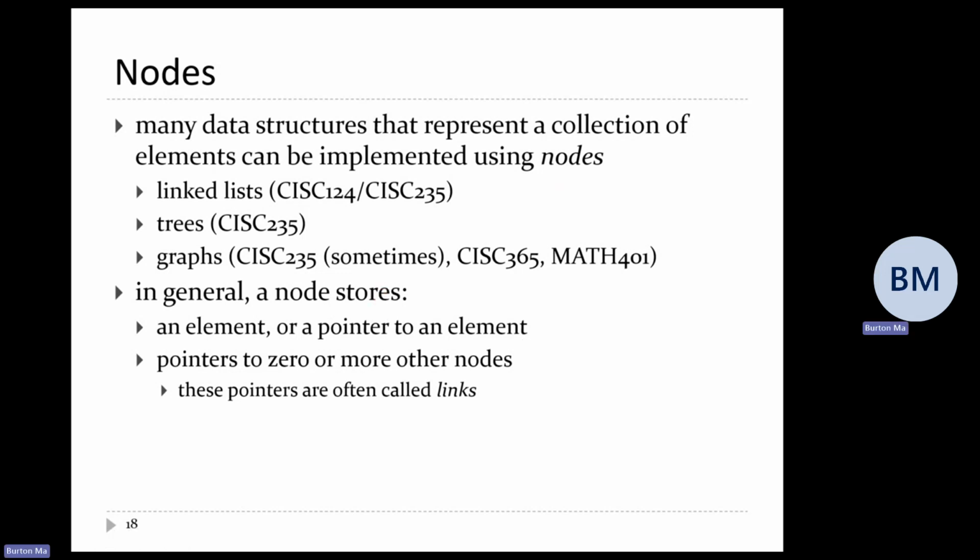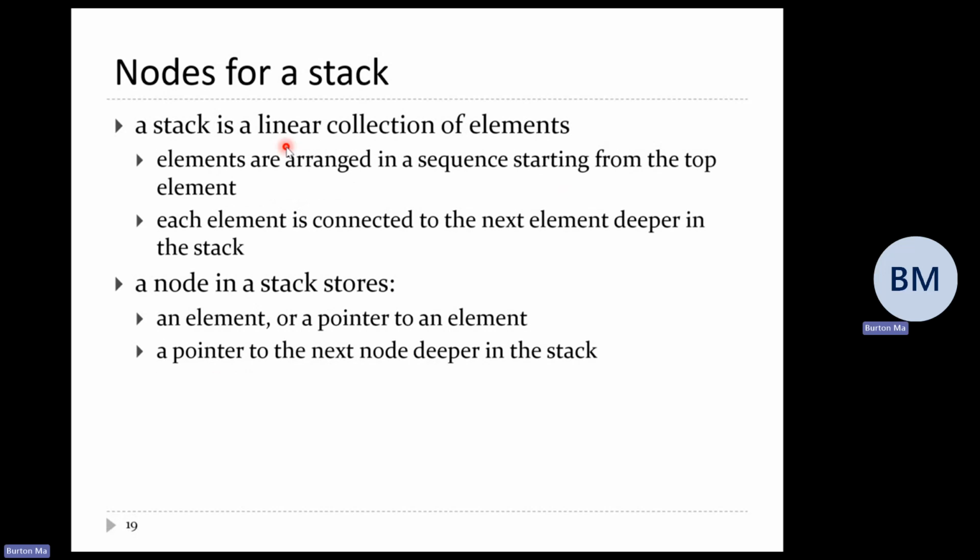So in a node, conceptually, you can hold an element, so one value. And then in C, you'll hold a pointer to zero or more other nodes, and those pointers are usually called links. So for a stack, we've got a linear arrangement of nodes. You're starting at the top. The next element after the top node is the second node, then you have a third node, and then you have a bottom node. So each element you can think of as being connected to the next element deeper in the stack.